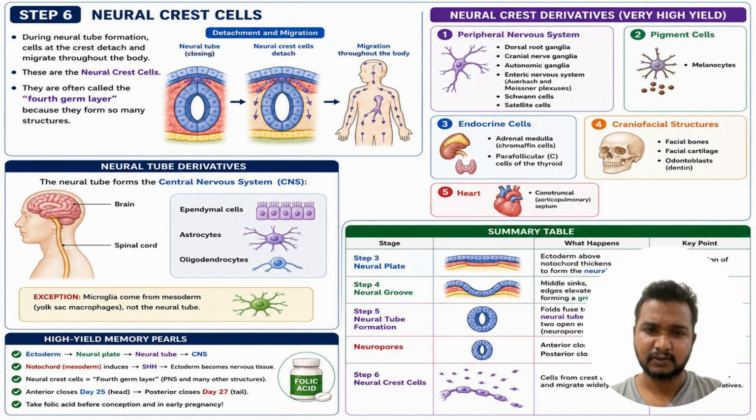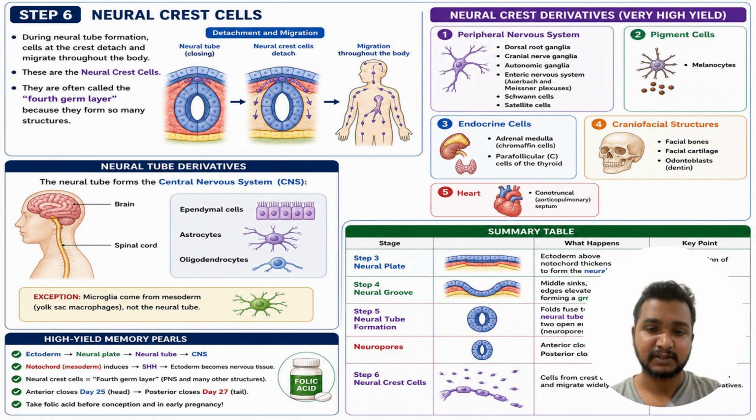Now let's compare the neural tube and the neural crest. The neural tube forms the central nervous system. That means it develops into the brain and spinal cord. The neural crest forms most of the peripheral nervous system and several other important structures throughout the body. I want you to remember this comparison because it is asked frequently in examinations. Neural tube equals central nervous system. Neural crest equals peripheral nervous system and many other tissues.